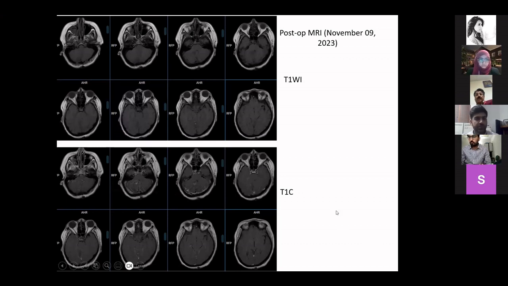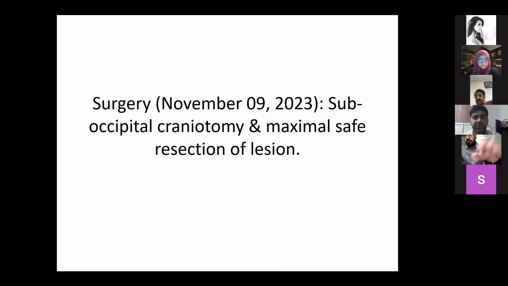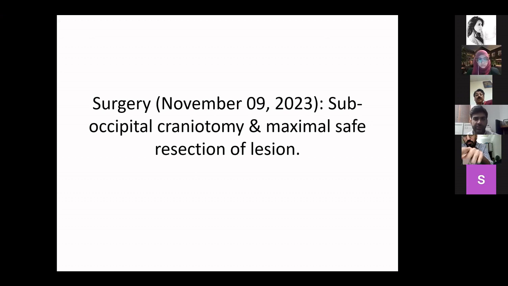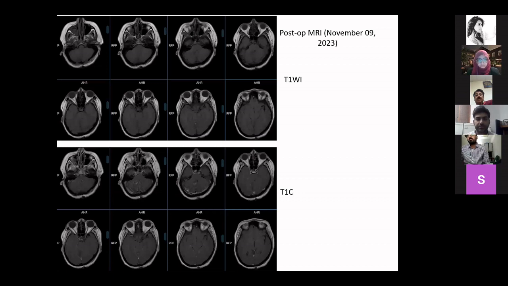So what is the time interval after surgery when these scans were performed? How many weeks after surgery? Ma'am, within a day, within 2 days. No, I think Yusuf, you sure about that? Yes, sir. The surgery was on November 9th, and the post-op MRI would also be from the same day. Okay. So usually we get these scans done within 24 hours. Yes. That is why I just wanted to check the optimization of time.